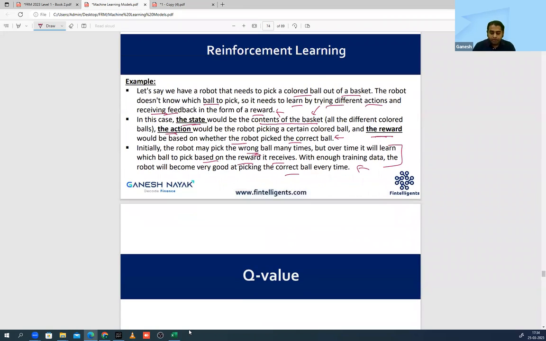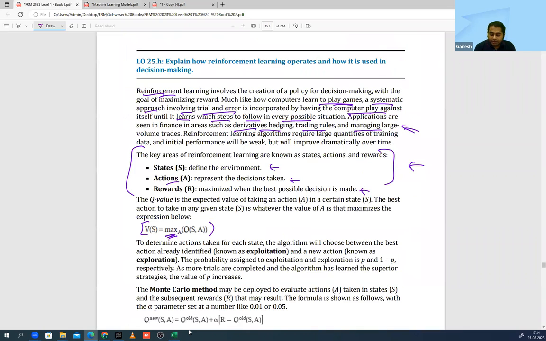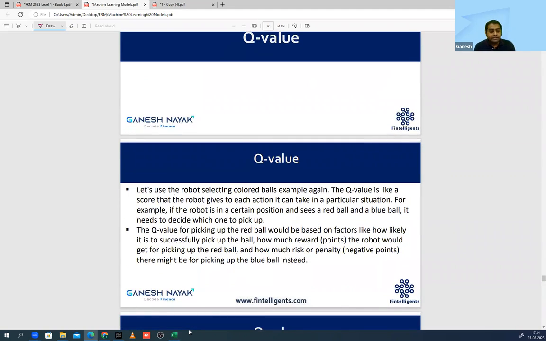Okay, Q value, what is this Q value? Now ये Q value कहाँ से आ रहा है? दिख रहा है ये वाला part. Okay, this is an important part in the robot's mind on the basis of which it is taking a decision. क्या चीज लेना है? Which step I have to take? Okay, so if I go to this part, what is my Q value? Okay, so let us see that the robot is selecting a colored ball example again. The Q value is the score that the robot gives to each action.